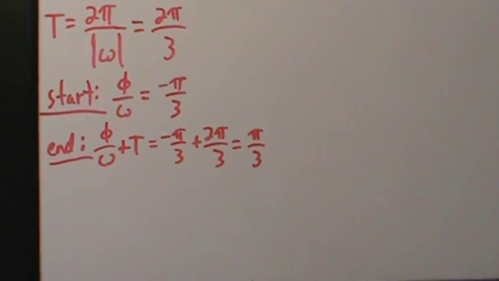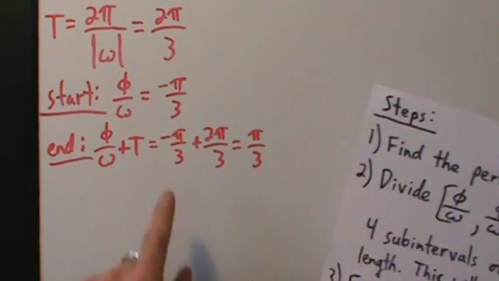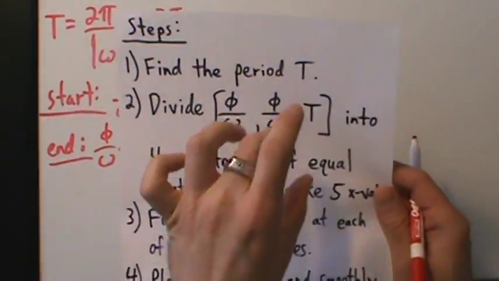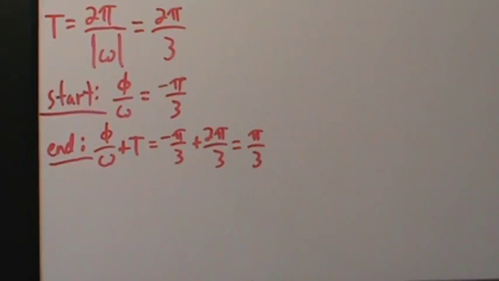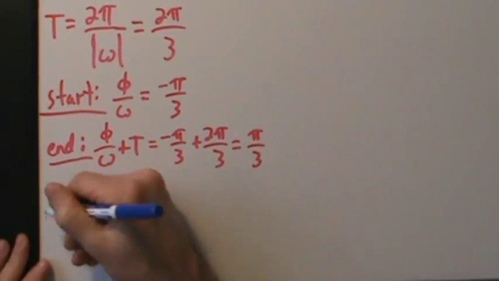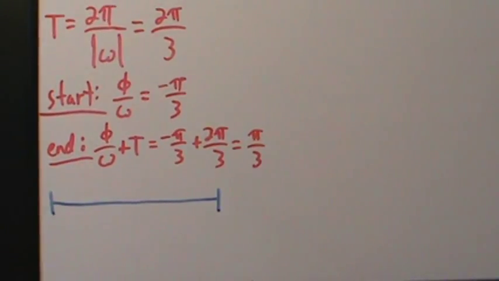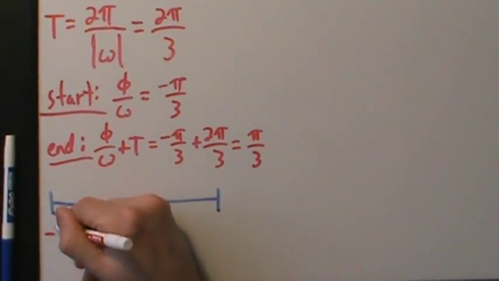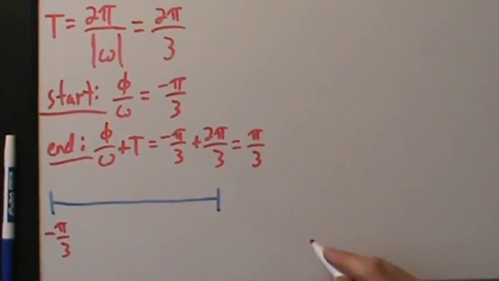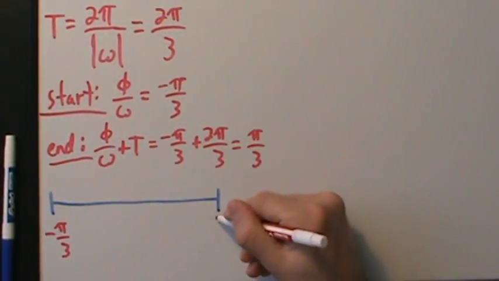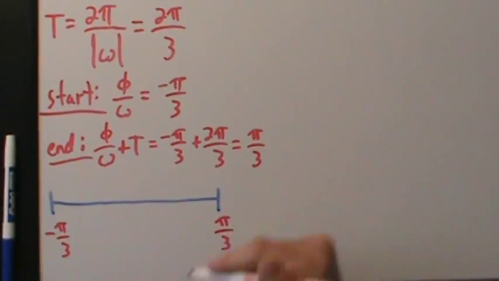So now, for step 2, what we're going to do is divide this interval negative pi over 3 to pi over 3 into 4 subintervals of equal length, which will give us 5 x values. So again, just like in example 1, and just like the other videos with no phase shift, we don't really have to think of them as intervals. We just have to set up this little number line type thing here. So here, let's maybe use a different color for this. This is negative pi over 3. It's where we start. This here is positive pi over 3, where we end.